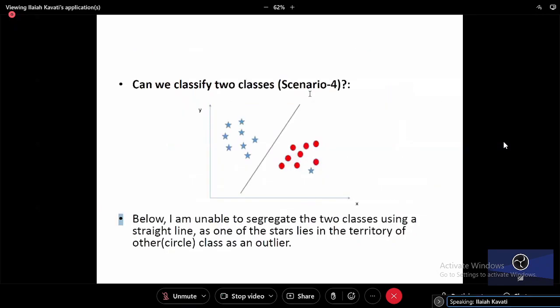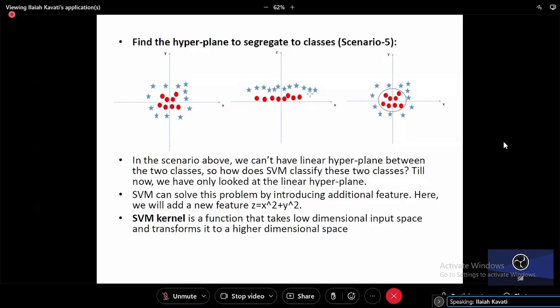Up to now it is a simple linear hyperplane. But as I said, the hyperplane may be a circle, as you can see in the third diagram. Maybe a circle or ellipse or some other different shape, like a star, or some other shapes.